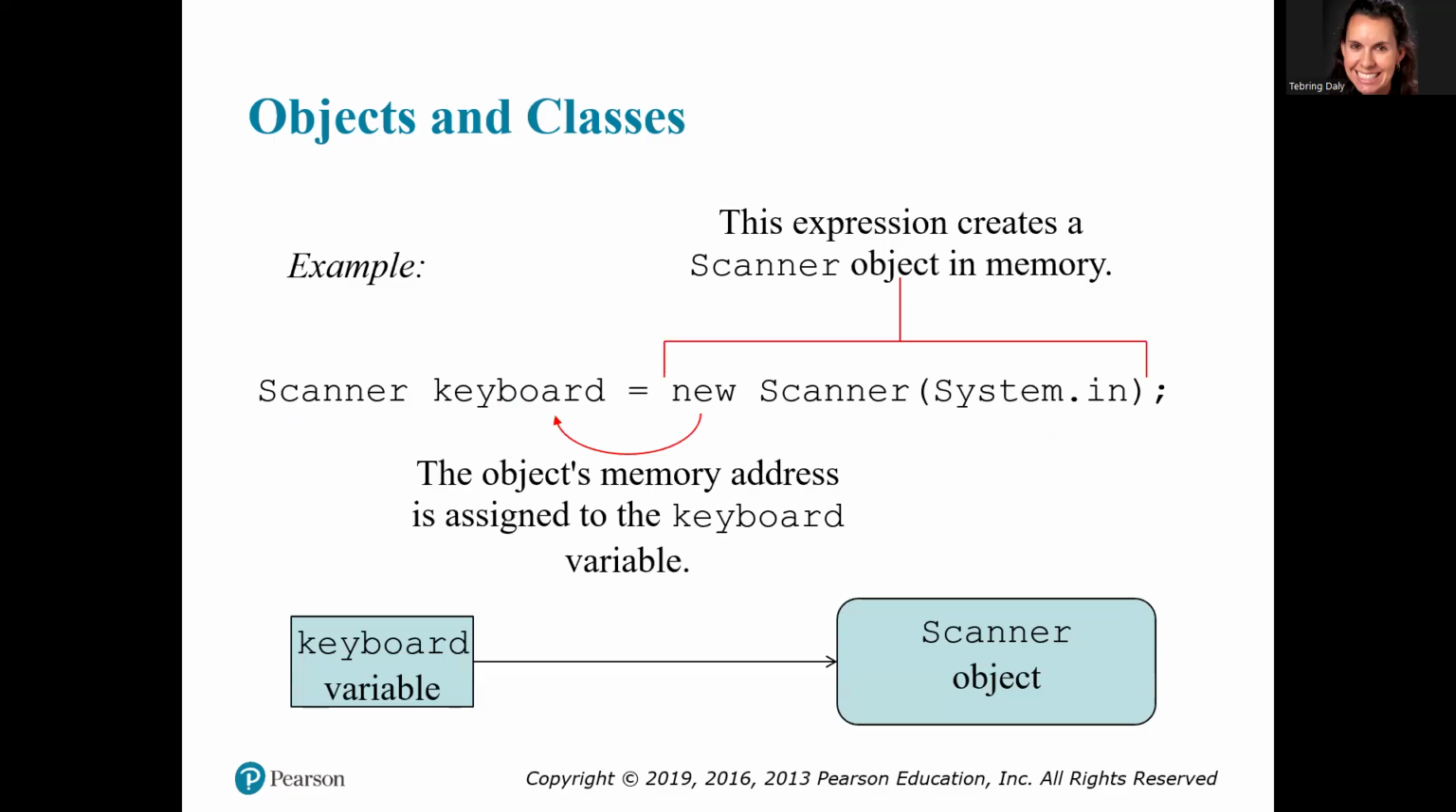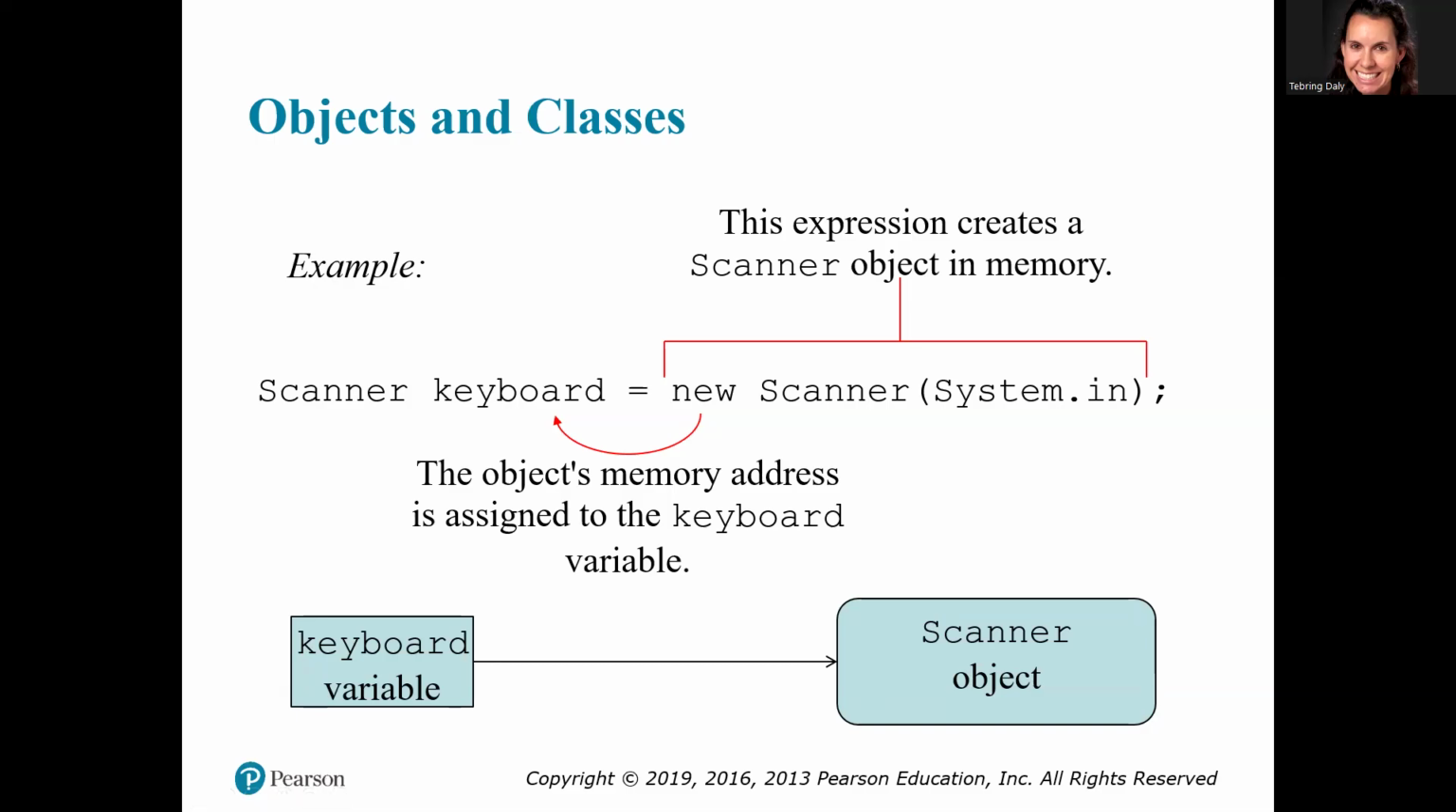Okay, so one of the objects that we've used so far is the scanner. I know that some of the things in Java are objects and they're kind of abstract. We don't really think of them as objects, but we have to examine the code that we've been using.